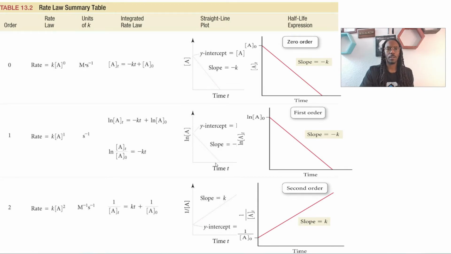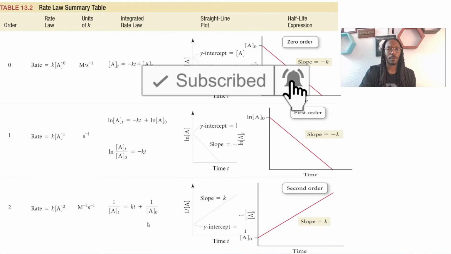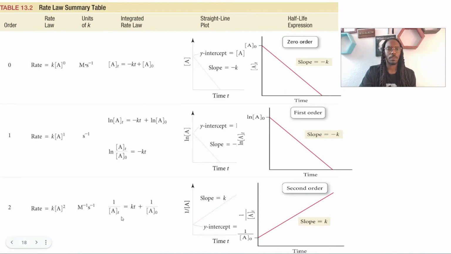And then if we look at first order, once again, y equals mx plus b, we got our ln of A on our y. We have our x-axis still being t, negative k, our slope is going down, right? And then our y is our ln of our concentration. And then we got the same thing going down here, right? We're going to have our 1 over concentration, as we see over here. And then x, in this case, we're going to have a positive slope. So this is what we see over here, and 1 over our initial concentration, which we see over here. Okay.